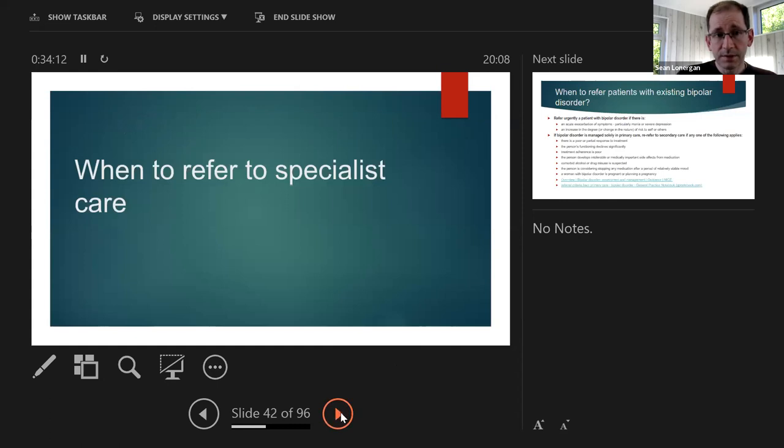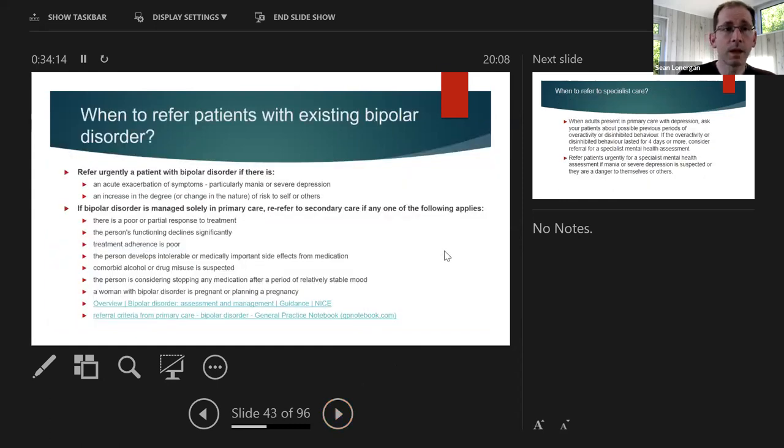When to refer to specialist care. So I suppose this is reasonably common sense in some ways. Refer urgently a patient with bipolar disorder if there's an acute exacerbation of symptoms, particularly mania or severe depression, or there's an increase in the degree and or change in the nature of risk to themselves or other people. I guess a little bit more thought-provoking when we start looking at some of the other suggested considerations.